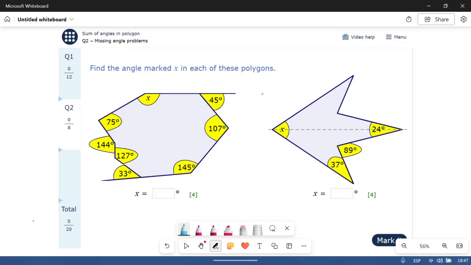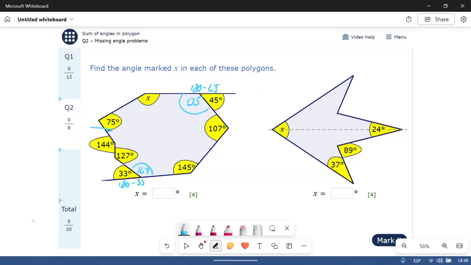Going on to question 2. X here is an interior angle, so first we need to find all the other interior angles. Here we've got angles on a straight line, so if you subtract the 33, we get 147. So this angle here would be 147. This angle over here, we do 180 minus 45, which means this is 133.